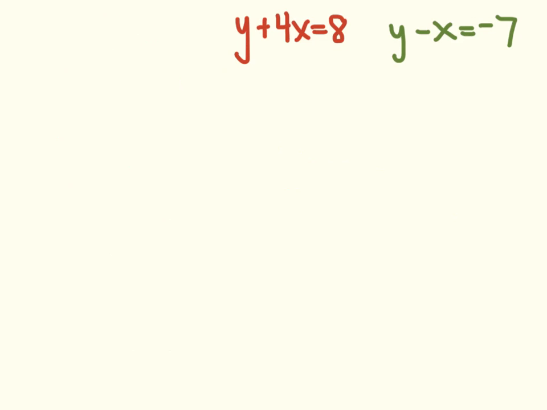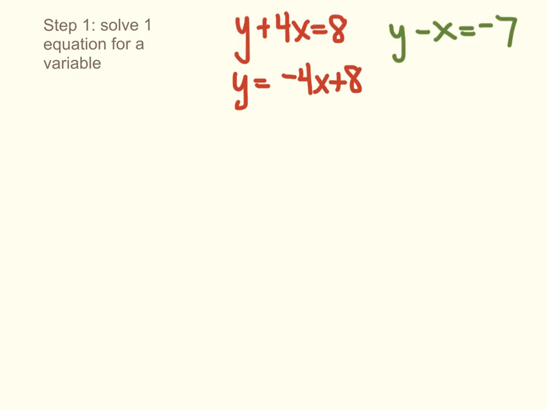Here we have a system of two equations, y plus 4x equals 8 and y minus x equals negative 7. Step 1 is going to be to solve one equation for a variable. Now this doesn't matter which variable in either equation it is. We just solve for whichever one seems easy to solve for. So I'll just take this y plus 4x equals 8. Y is pretty easy to solve for. I just have to subtract 4x from each side. So y equals negative 4x plus 8.